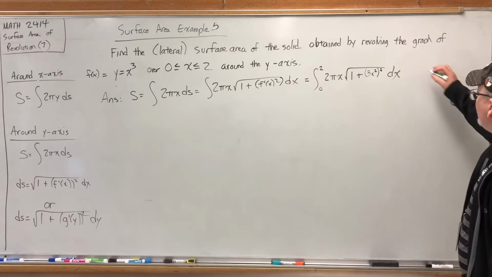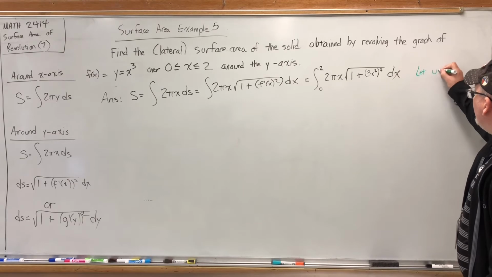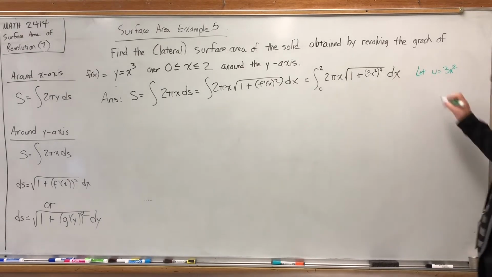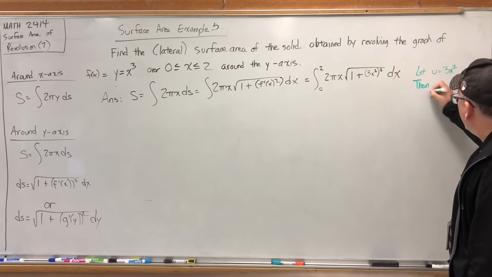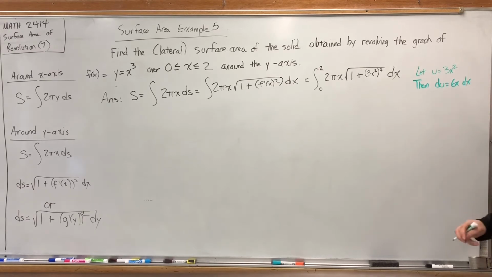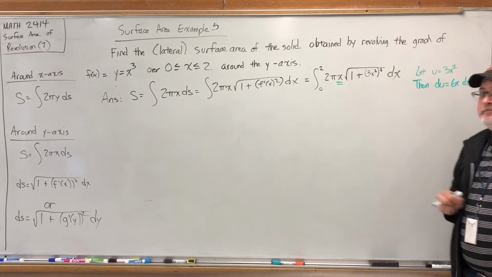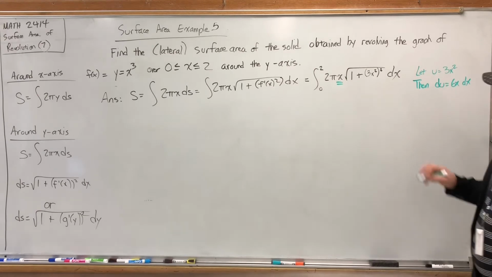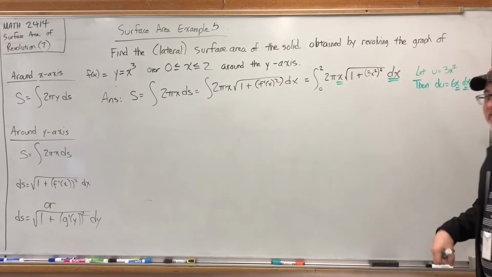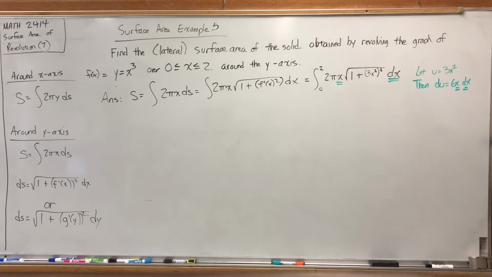I'm going to choose to let u equal 3x squared. The other thing that motivated the substitution is that if I took the derivative of this, I would get 6x dx, and I've got that for a du package. I don't have a 6 yet, but that's easy to fix. So we're going to let u equal 3x squared and reevaluate.